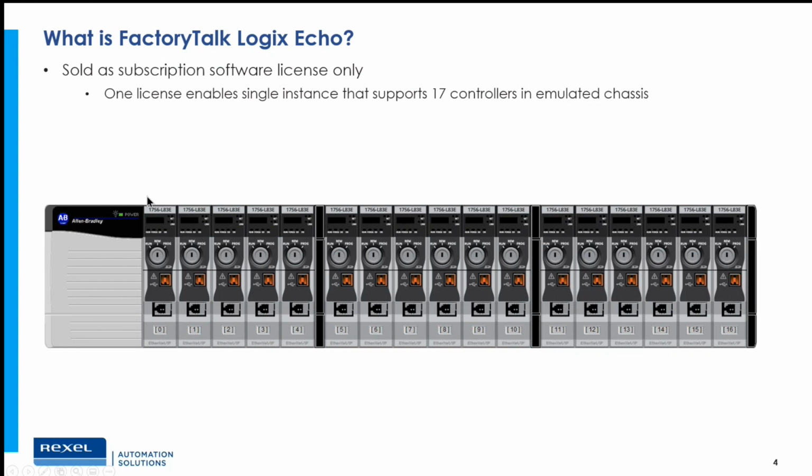So FactoryTalk Logix Echo is software, and it's sold as a subscription software license only. That means you would pay a yearly fee for the license and support. There are two levels of support. There's the 8 to 5 support that gives phone support, access to the knowledge base, and product and software updates. Then you can jump up to the higher level of support if you like, the 24/7 that gives you additional hours of call-in support. But that's how the license is being sold.